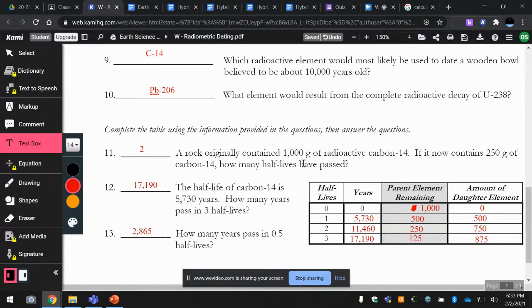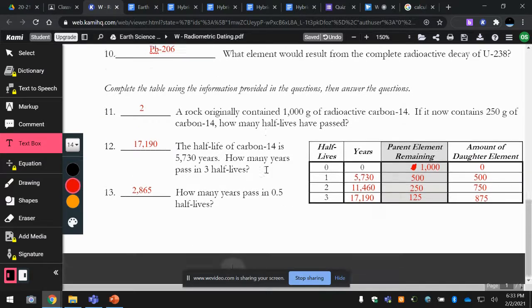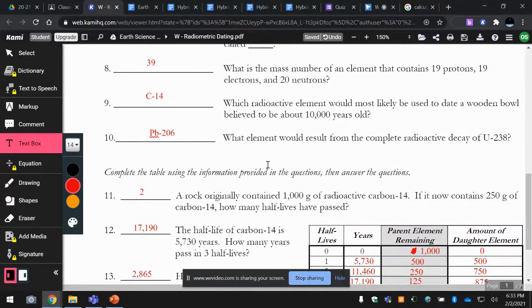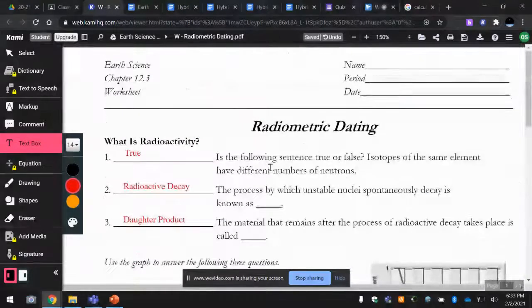So as you can see, the daughter column goes up like that as well. So again, whenever doing these radioactive decay problems, it's very simple just to make a nice little table, and it helps you very much. All right, and so that concludes a little tutorial on that assignment.